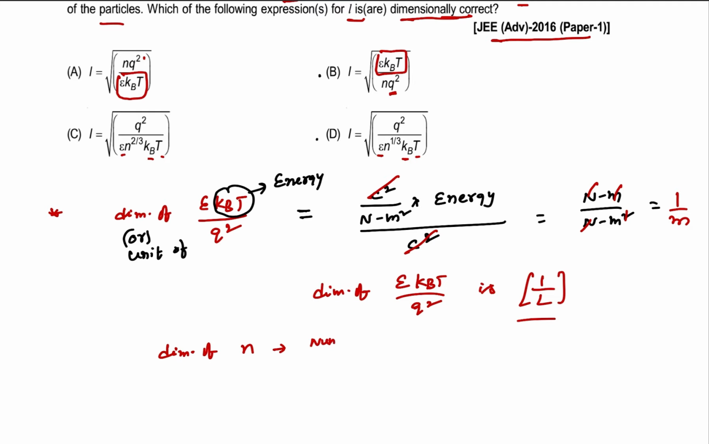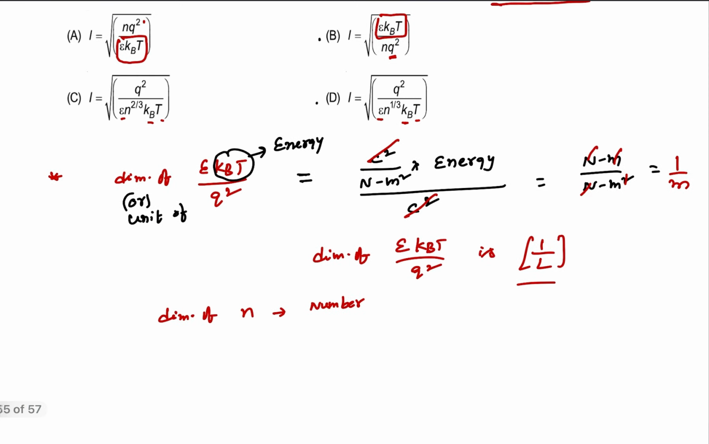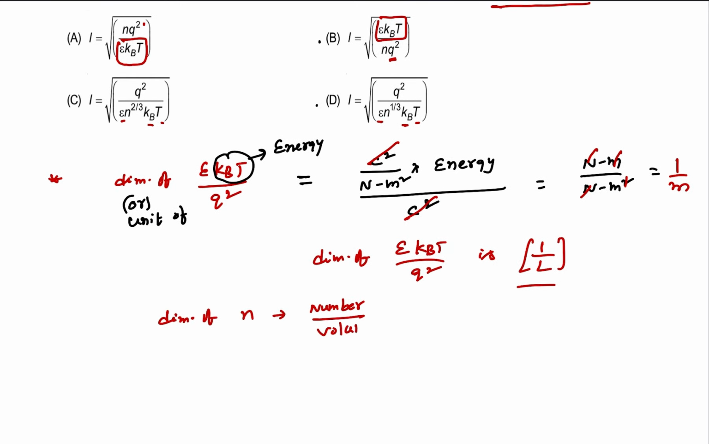Now you check one more quantity they have given, N. What is the dimension of N? N is nothing but number per unit volume, number by volume. Its dimension you can write as 1 by L cube. This is the dimension of N. Now check which option gives the dimension of L. L is nothing but distance, length L. So finally you have to get L only.